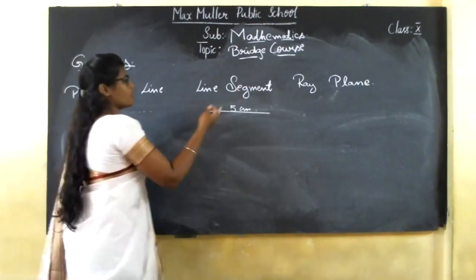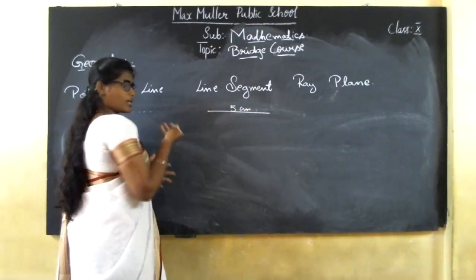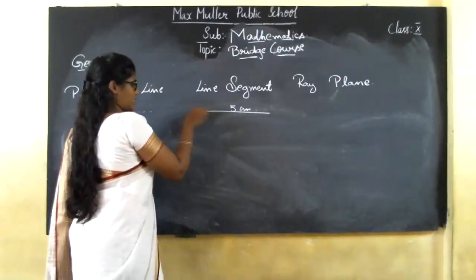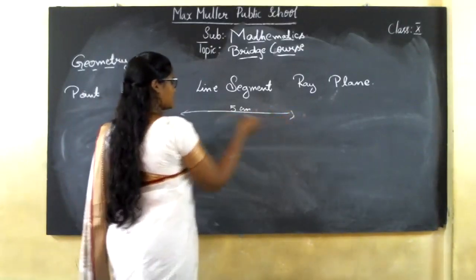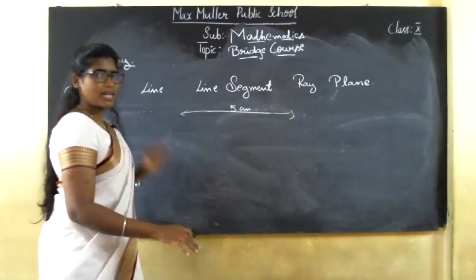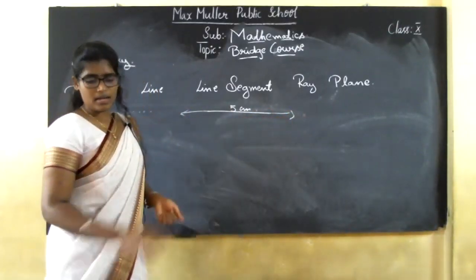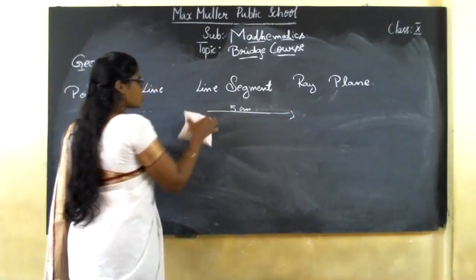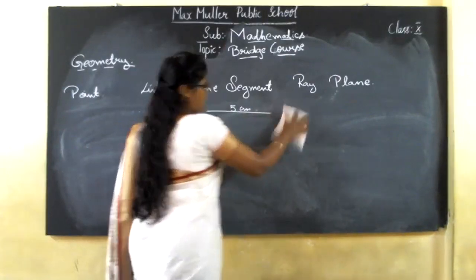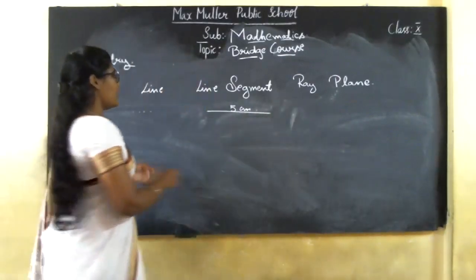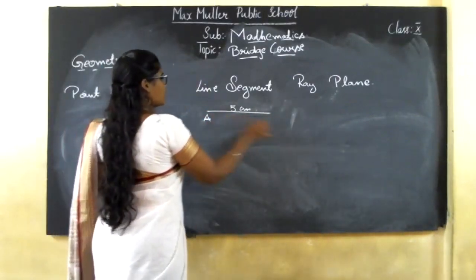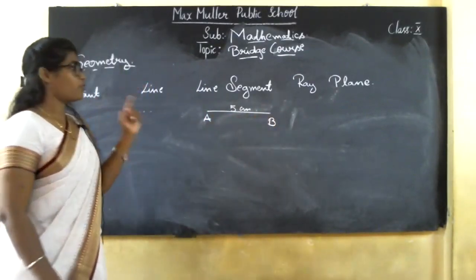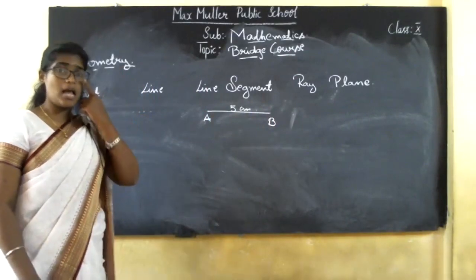It's 5 centimeter, so I cannot extend it. If I extend it and still write it as 5 centimeter, it is wrong. It is not a line segment, it is a line. Correct? So you cannot extend it. If it is 5 centimeter, you should draw exactly 5 centimeter. Clear? Now it has only two end points. It should have two end points. Then only it is a line segment.